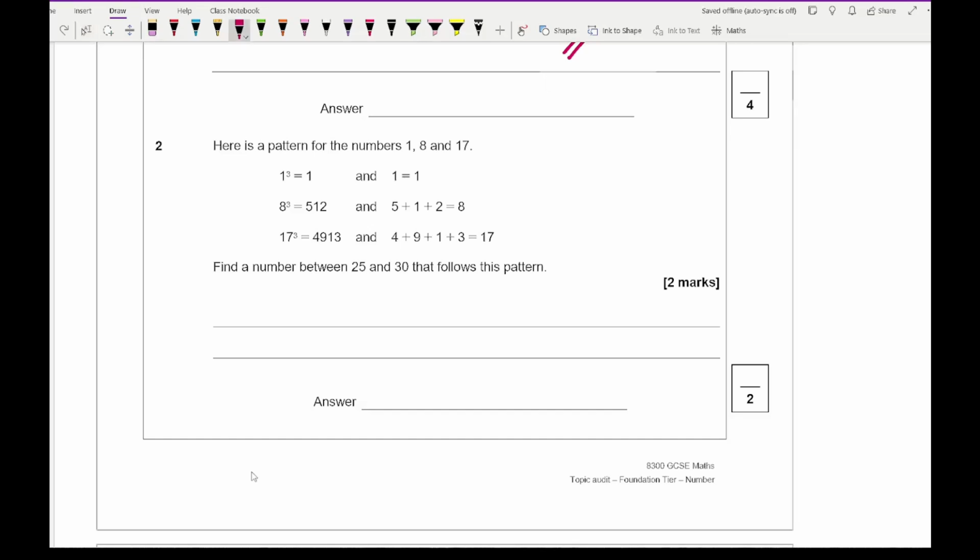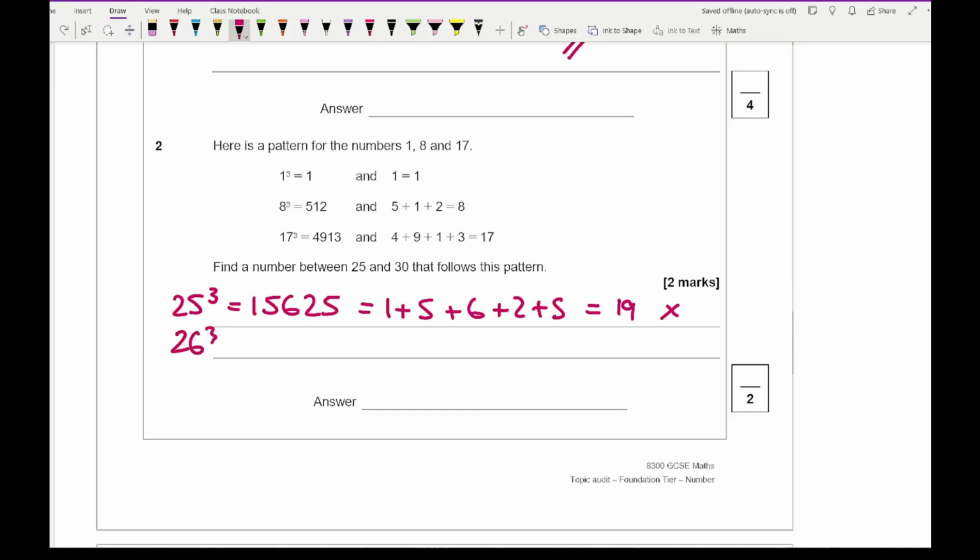Now I would say this question is going to be on a calculator paper. So if I first type in 25 cubed, I get an answer of 15625. Now if I add all of those digits up, if it's an acceptable number, it should equal 25. Let me just write that one again. 1 plus 5 plus 6 plus 2 plus 5, and that equals 19. So that's not the correct one.